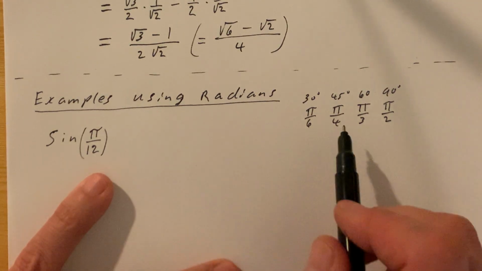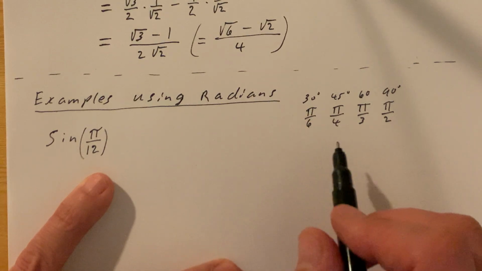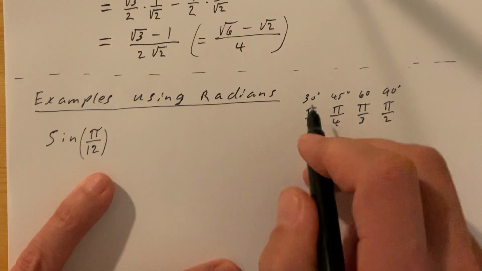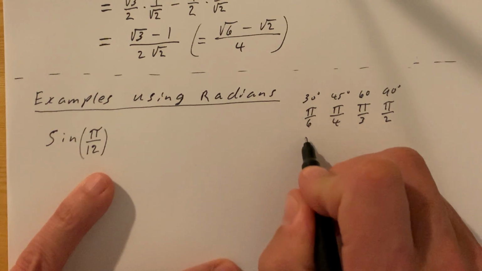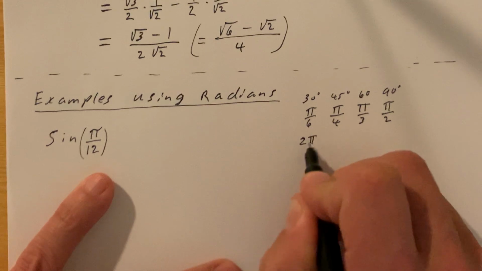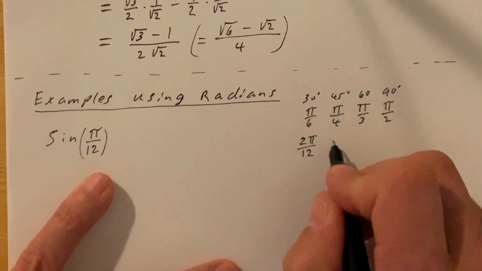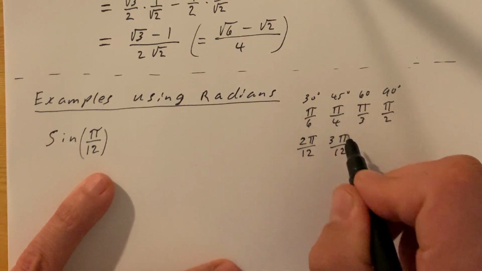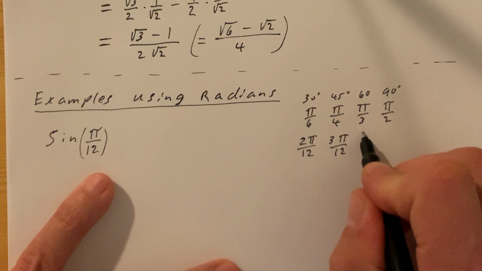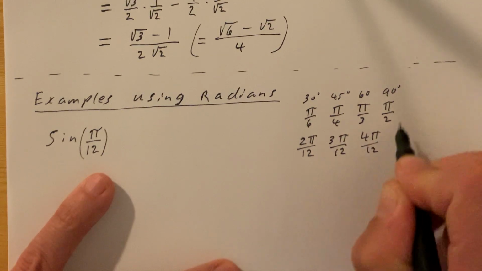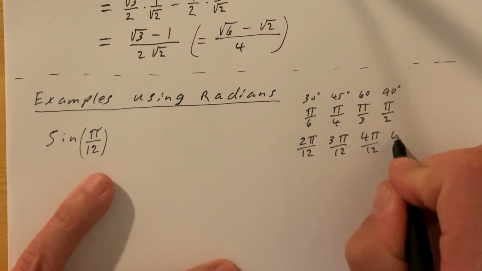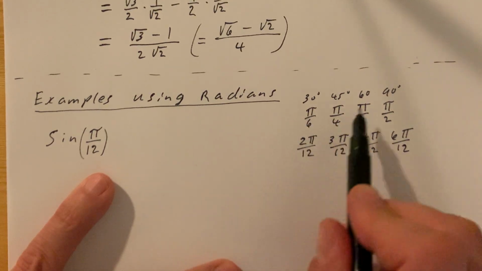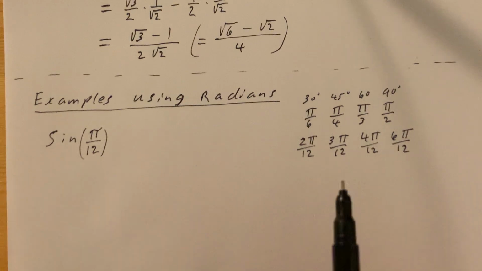Now, in order to figure out what pi over 12 might be, we want to figure out what each of these would be with a denominator of 12. So let's write pi over 6 as 2 pi over 12. Pi over 4 is going to be 3 pi over 12. Okay, multiply top and bottom by 3. And then pi over 3 is 4 pi over 12. And then pi over 2 is 6 pi over 12. Okay, so each of these can be written as a pi over 12.